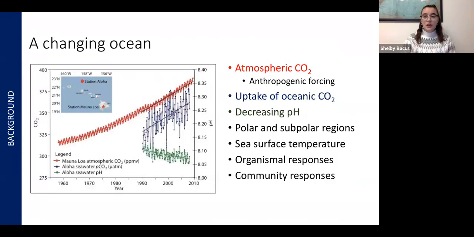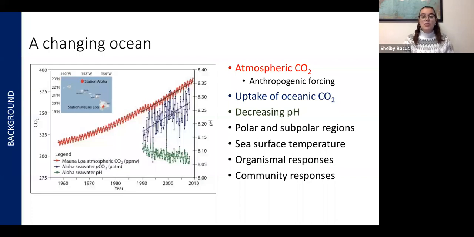So as most of us know or have at least heard, our oceans are in a current state of change. Over the past 100 years, atmospheric CO2 has been steadily increasing, largely driven by anthropogenic forces such as deforestation and the burning of fossil fuels. Additionally, we're seeing an increase in the uptake of oceanic CO2, and this is leading to a concomitant decrease in oceanic pH. Unfortunately, this is most prominent in polar and subpolar regions, where CO2 solubility in water is increased in cooler climates.